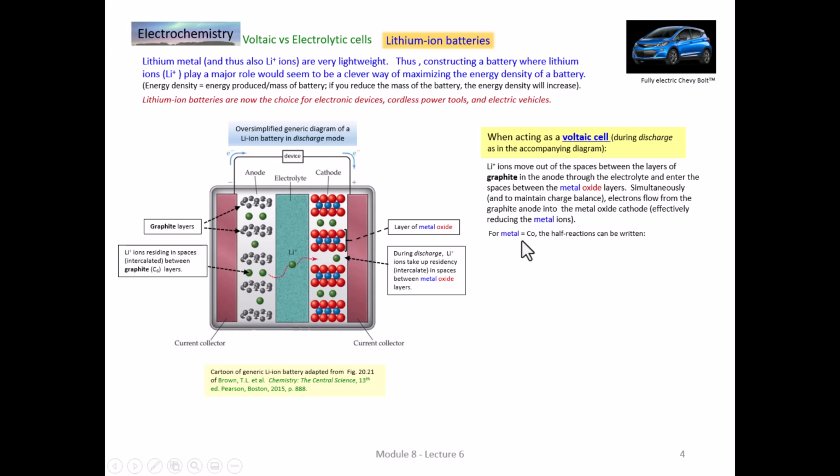Now, if the metal was cobalt, the half reactions could be written like this. The oxidation reaction would be a lithium atom intercalated or associated with a C6, which would be a planar graphite structure, is turned into a lithium ion. The carbon is left, of course, alone, and this produces an electron that goes through the outer circuit.